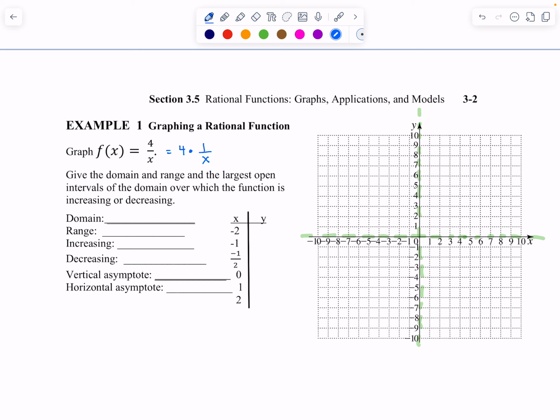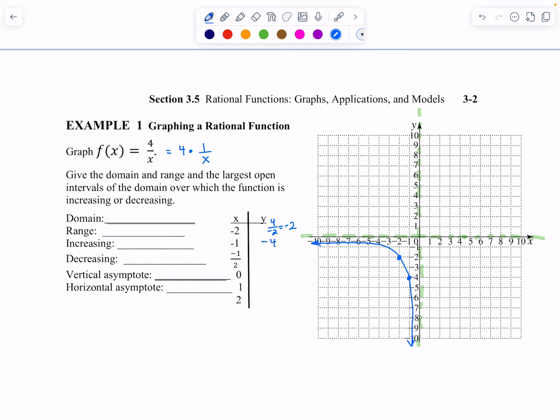If I put a negative 2 in there, I'll have 4 over negative 2. That's just going to be negative 2. So at negative 2, it's right there. I have 4 over negative 1, so that's going to be negative 4. So negative 1, negative 4. I'm not actually going to plug all these in because I know that it's going to be getting really close to my asymptote. Here it's going to get really close to my asymptote.